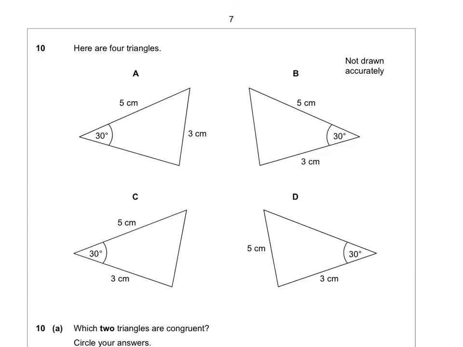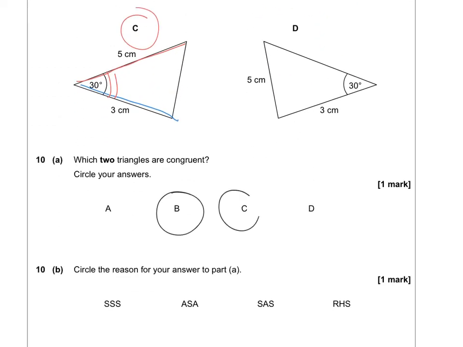Question 10. Here are 4 triangles, and in 10 part A we have to decide which 2 triangles are in fact congruent to each other. So all the triangles have some similar numbers, 5 centimetres, 3 centimetres and 30 degrees, and what we should hopefully notice straight away is that we have a side of 5 matching a side of 5, a side of 3 matching a side of 3, and an angle of 30 degrees enclosed between them, which means that B and C are the congruent pair. Now, the reason for that is, of course, SAS, side, angle, side, with the angle enclosed between the 2 sides.